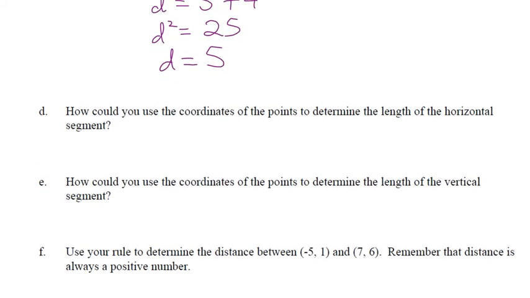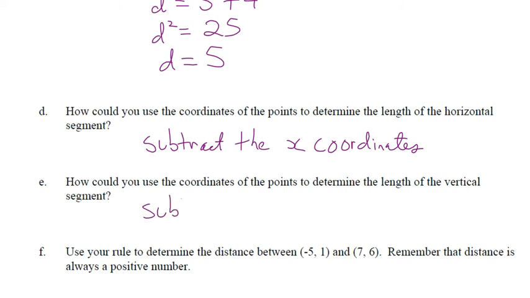Okay, the horizontal segment. How do we get the horizontal segment? Subtract the x coordinates. Because they're the only thing that differs on the horizontal line. How could you use the coordinates of the points to determine the length of the vertical line segment? Subtract the y coordinates.